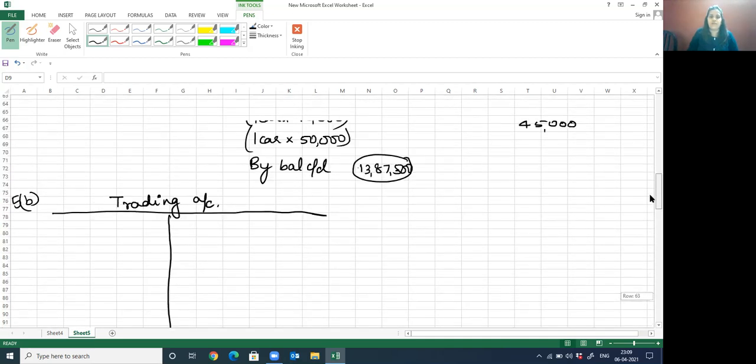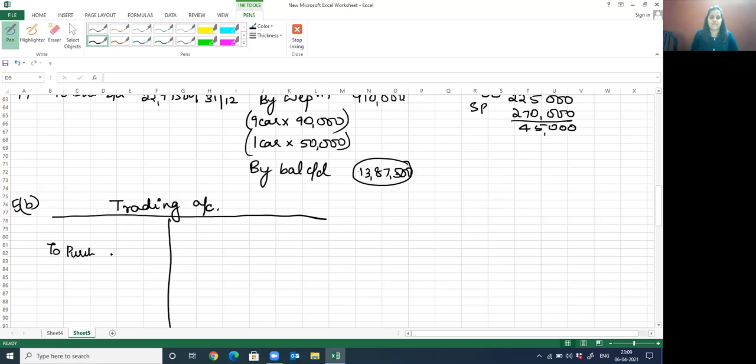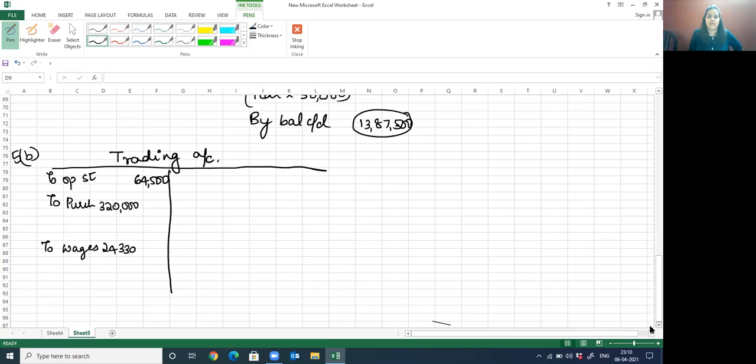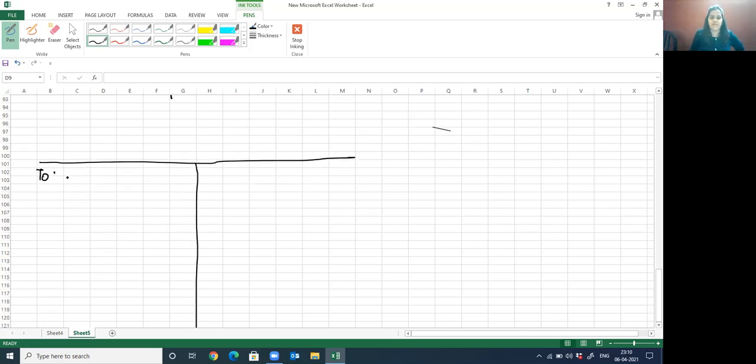Then you have purchases. Go to trading account. To purchases, in our column, 3,20,000. Okay, then you have opening stock 64,500. Then you have wages, in our column 24,330. Then you have PDD. So come to P&L, you write provision for doubtful debt opening, so 6,400, and provision for discount on debtors opening 2,750.